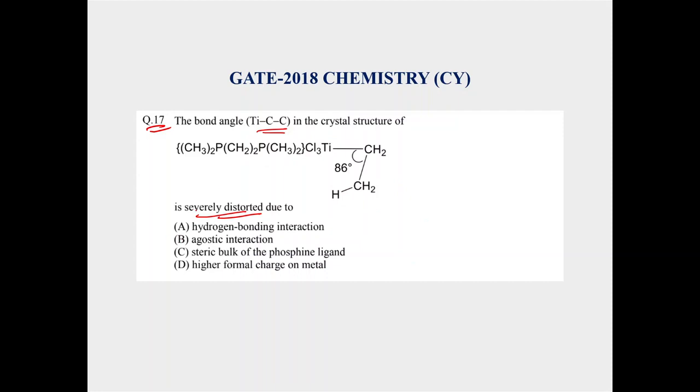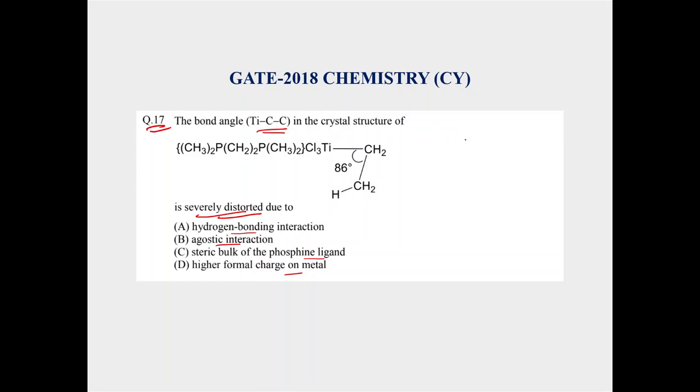The options given for this question are: option A, hydrogen bonding interaction; option B, agostic interaction; option C, steric bulk of the phosphine ligand; and option D, higher formal charge on metal. So among the given four options, what is the reason for this distortion in the bond angle?